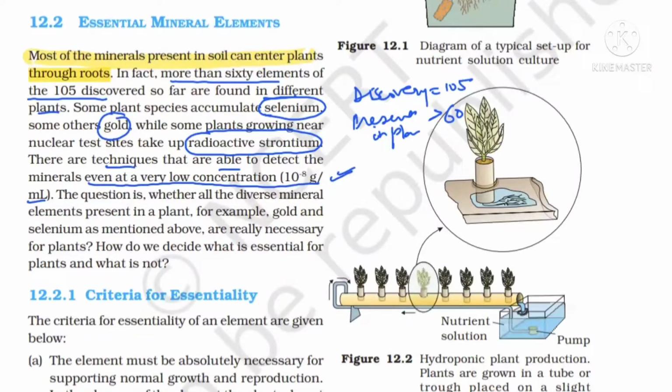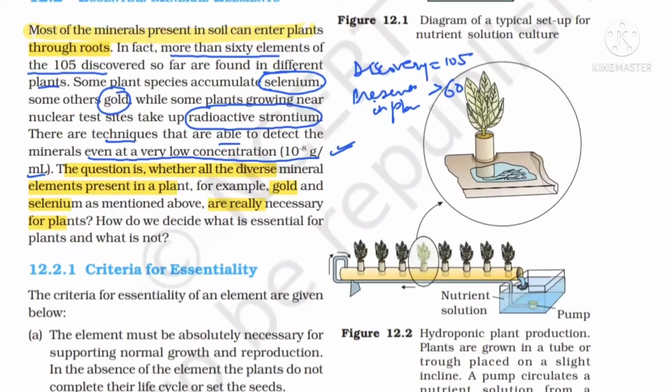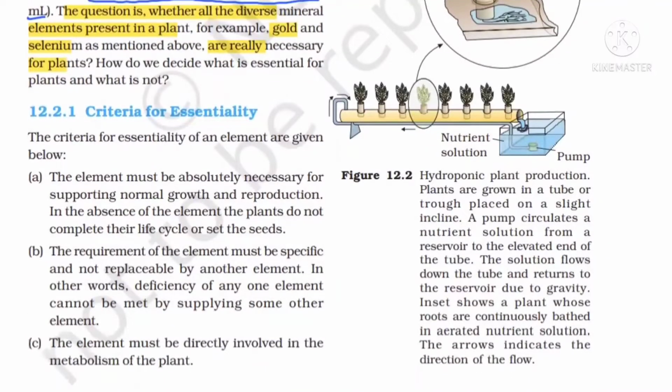Now the question comes to mind: do these minerals which are present in the plant body, like selenium, gold, strontium, are they really essential? The question is whether all the minerals present in the plant, like gold or selenium, are really necessary. How will we decide which mineral element is essential and which is not? So we have developed the criteria for essential mineral elements.